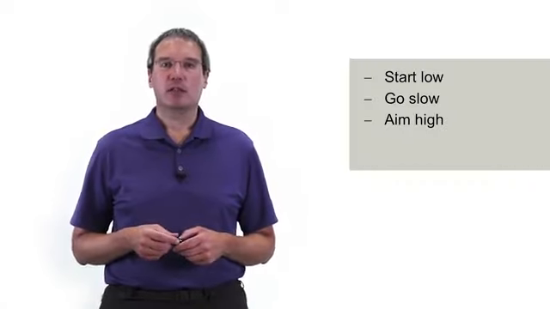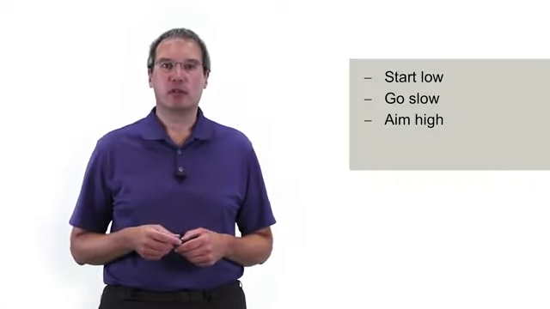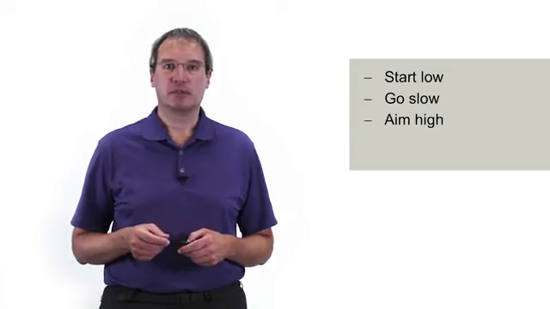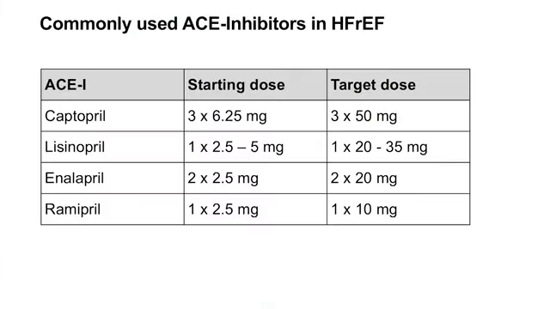To initiate it, you should start with very low doses, then slowly titrate the patients up and aim at high target doses. These are the commonly used ACE inhibitors in patients with heart failure and reduced ejection fraction. In the center of the slide you see the starting doses, which are very low in these patients, and of course at the right hand side the much higher target doses.